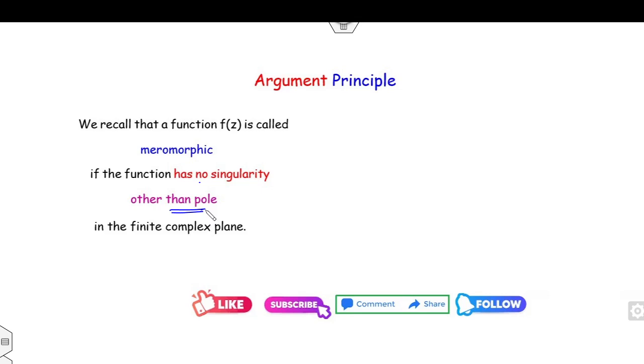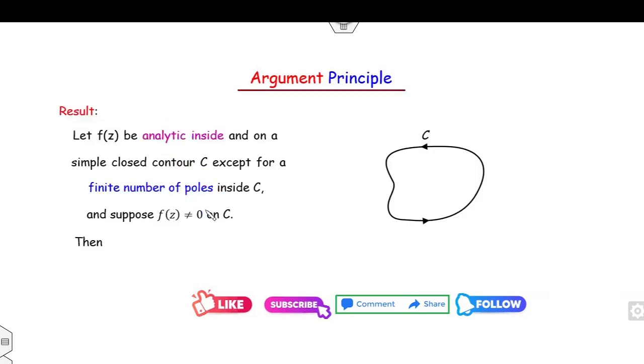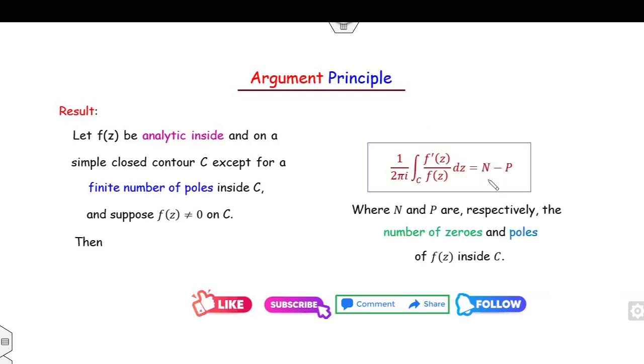So based on this argument principle, we can define this integration. So what is the statement of the argument principle? If f of z is analytic inside and on the simple closed curve C except at a number of poles, then we can define this integration as N minus P, where N is the number of zeros and P is the number of poles inside the curve C. Fine. The proof is very simple.